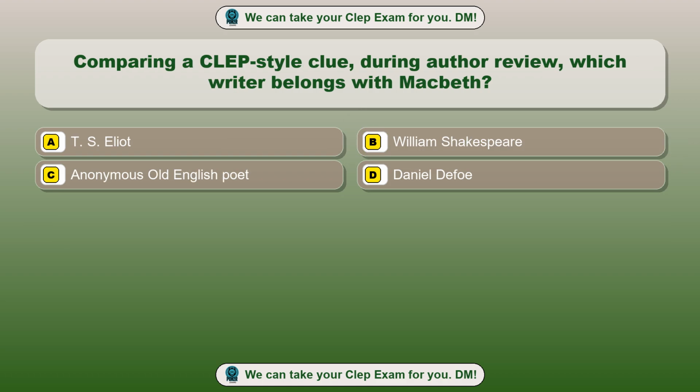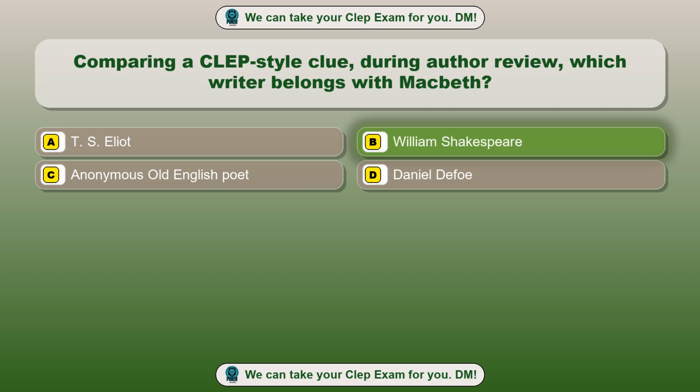Question 94. Comparing a CLEP-style clue. During author review, which writer belongs with Macbeth? Option A. T.S. Eliot. Option B. William Shakespeare. Option C. Anonymous Old English poet. Option D. Daniel Defoe. The correct answer is option B.